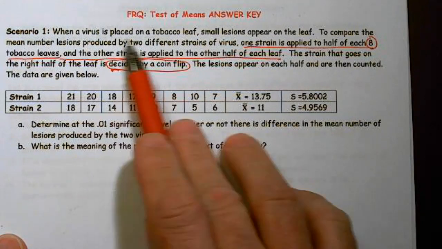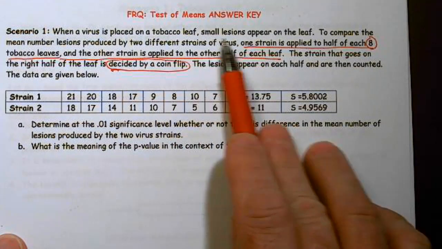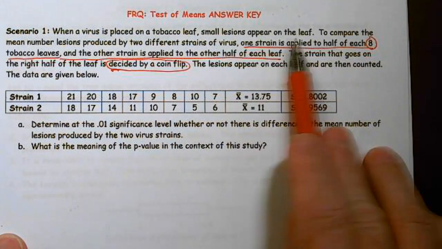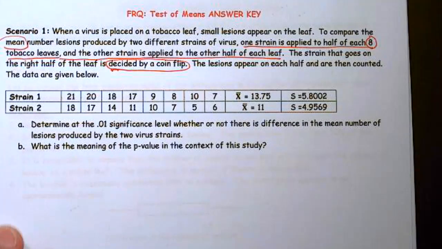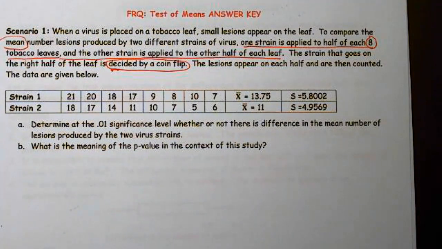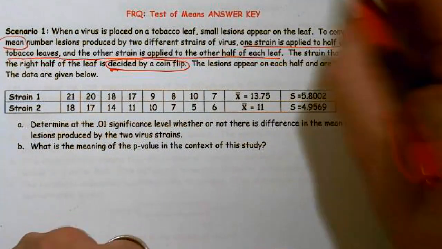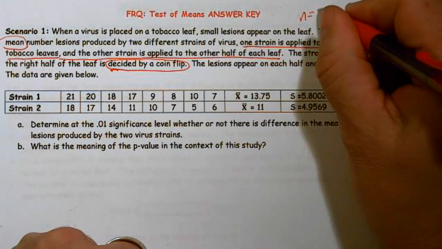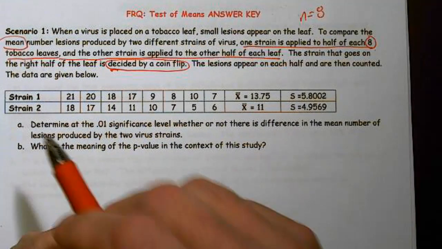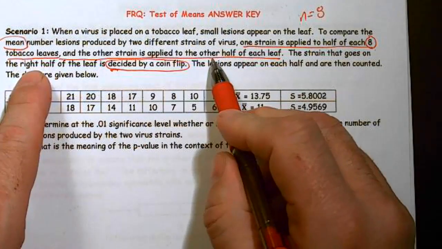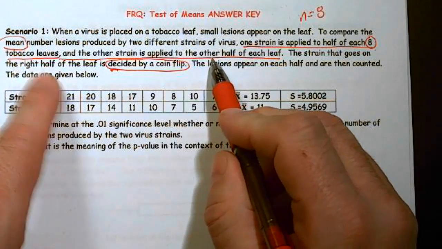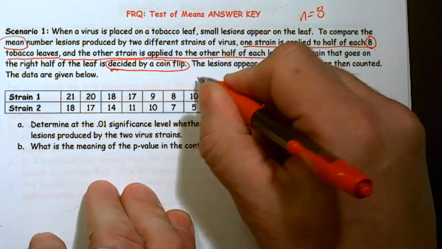So when a virus is placed on a tobacco leaf, small lesions appear on the leaf. To compare the mean, and by the way, this tells me the type of test I'm running, the mean number of lesions produced by 2 different strains of the virus. One strain is applied to half of each of 8 tobacco leaves. So that's important. We know that we have a sample size of 8, and the other strain is applied to the other half. So we have one strain applied to one side and the other strain applied to the other side. So we're being tested twice.